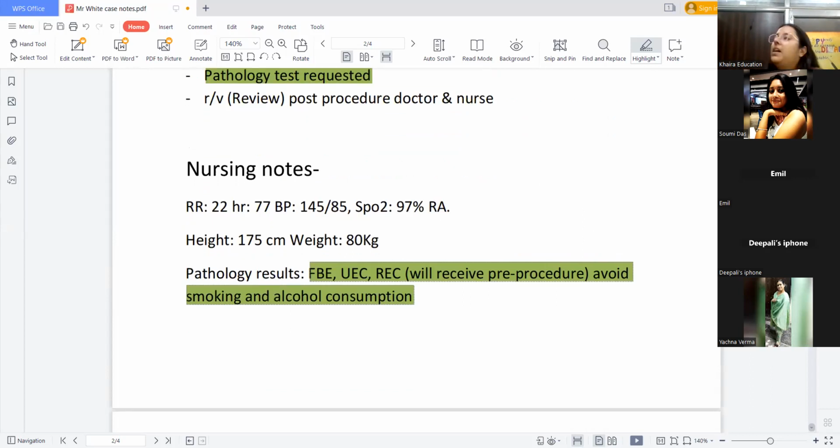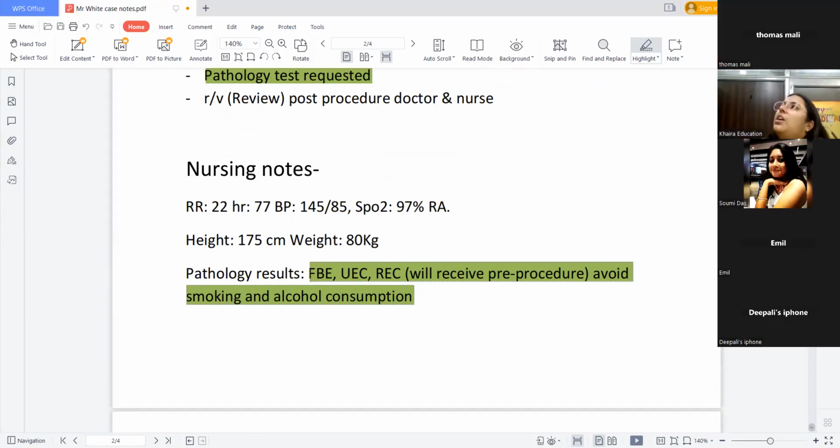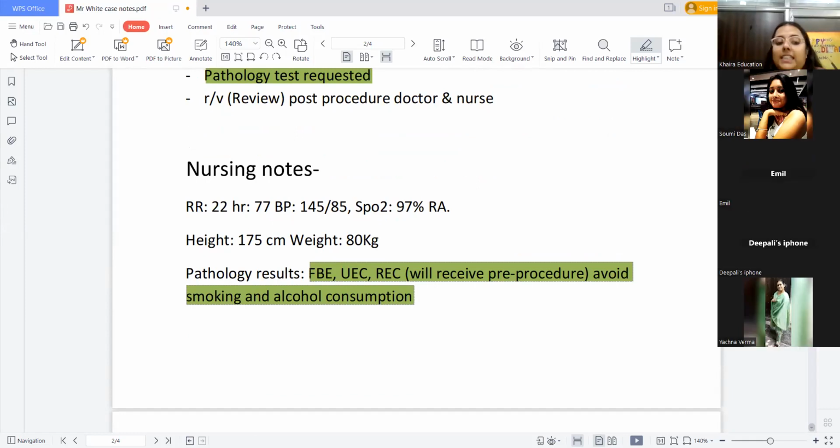Nursing notes. From here I've already marked that these pathology tests have already been ordered. Let me see if I remember the names. Neha, is she there in Mohali? Yes. Thomas, I'll take the question at the end. Yes, Neha, from the vitals and the height and weight, what's relevant and why, what not and why?